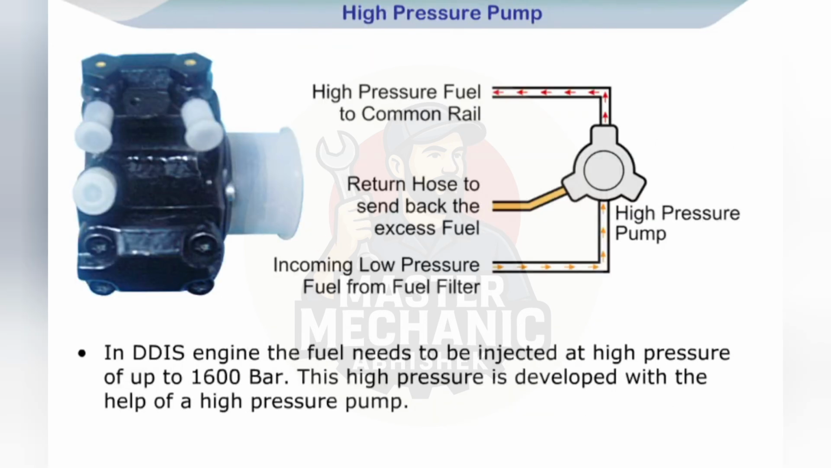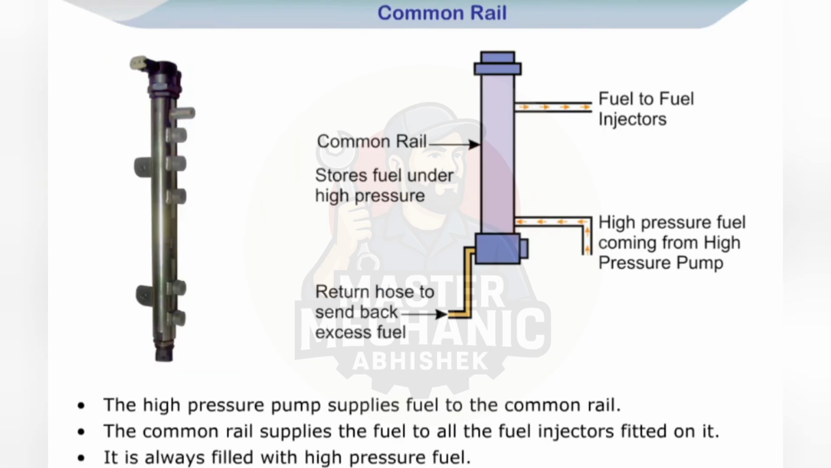In DDIS engine, the fuel needs to be injected at high pressure of up to 1600 bar. This high pressure is developed with the help of a high pressure pump. The high pressure pump supplies fuel to the common rail. The common rail supplies the fuel to all the fuel injectors fitted on it.